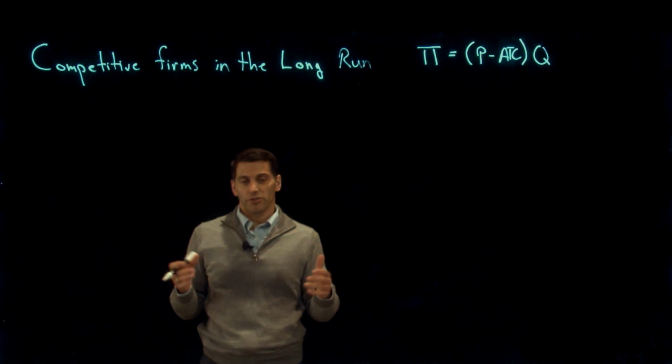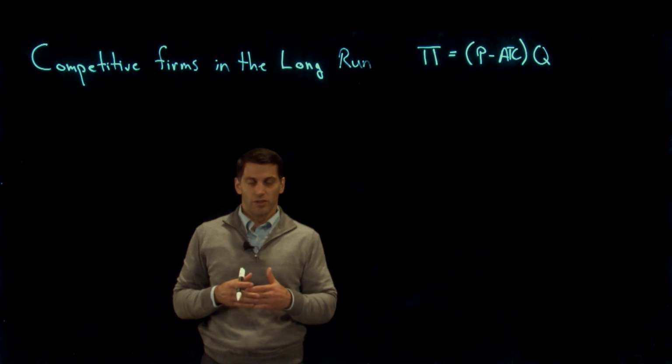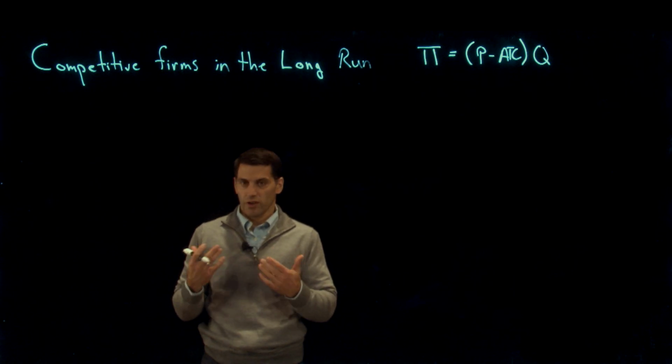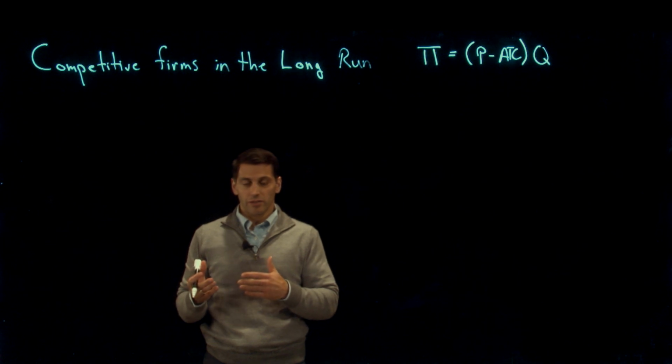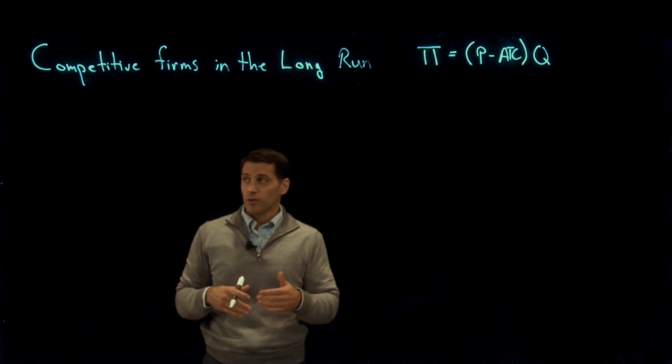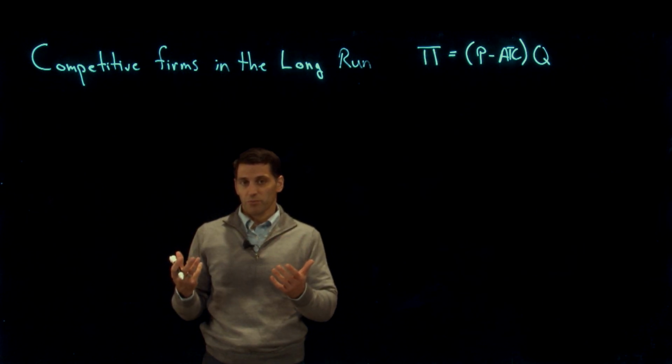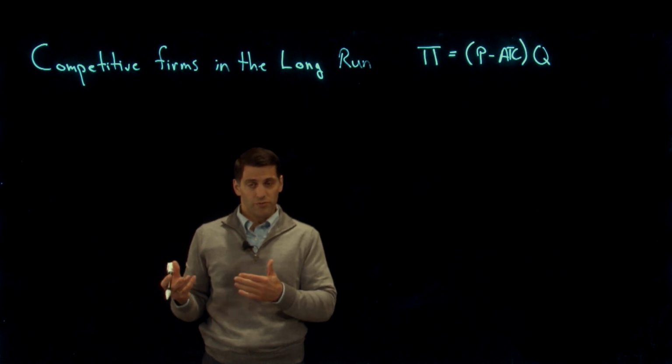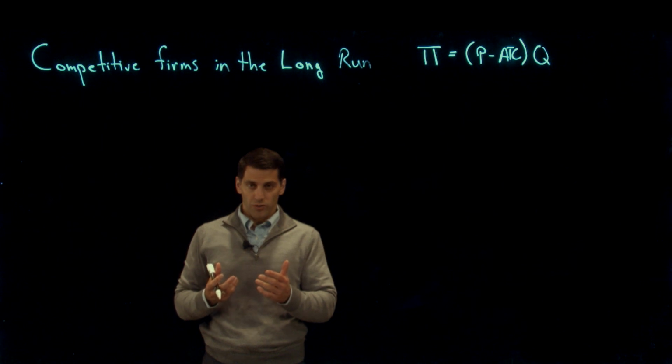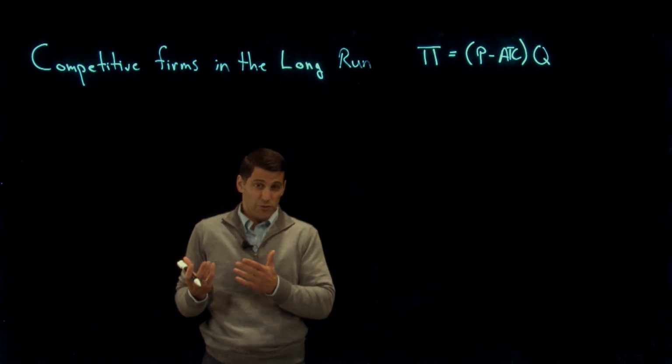So now we're going to turn to the firm's decision making in the long run. In particular here, focusing on the exit/entry rule. As we've already discussed, the optimal quantity is produced where marginal cost equals marginal revenue. And as we showed in the previous video, in the short run, the other decision the firm has to make is whether to produce or not.